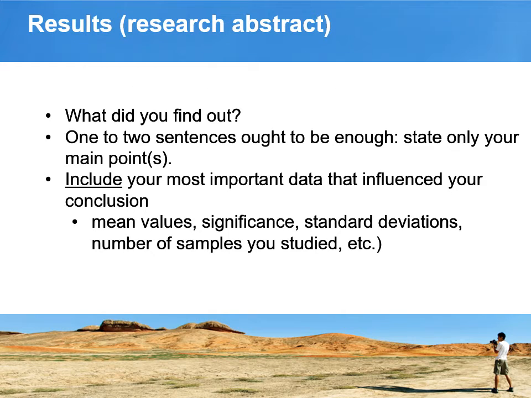Your results section also should be pretty short, clear, concise, and to the point. What did you find out? Really, in your abstract you want to include the most important data that influence your conclusion. So you don't want to give all of your results of all your surveys and all the questions that you asked, but you can include mean values, the significance, standard deviations, some of those statistics that are really important to your conclusion and your findings and what you want to get across.